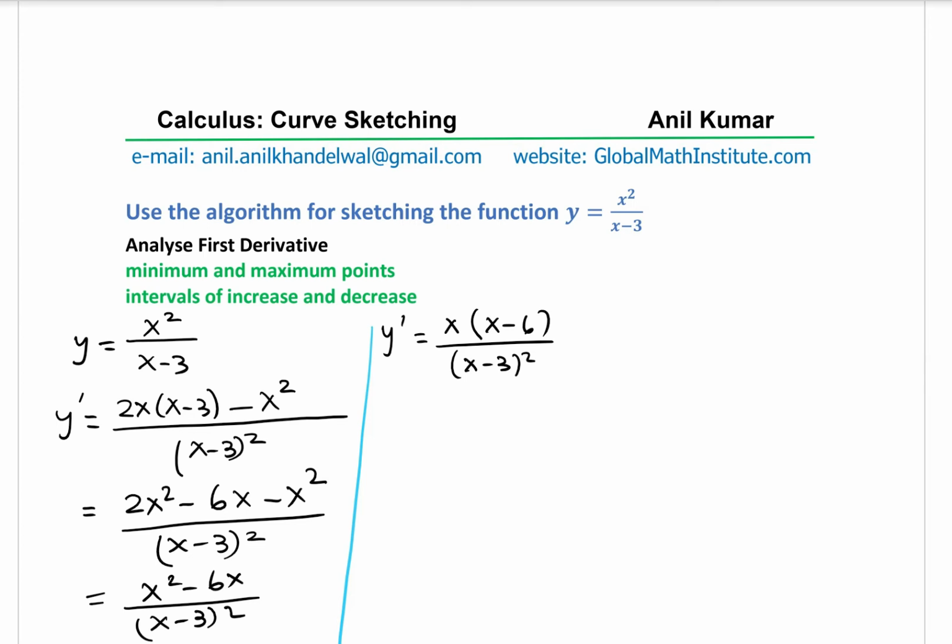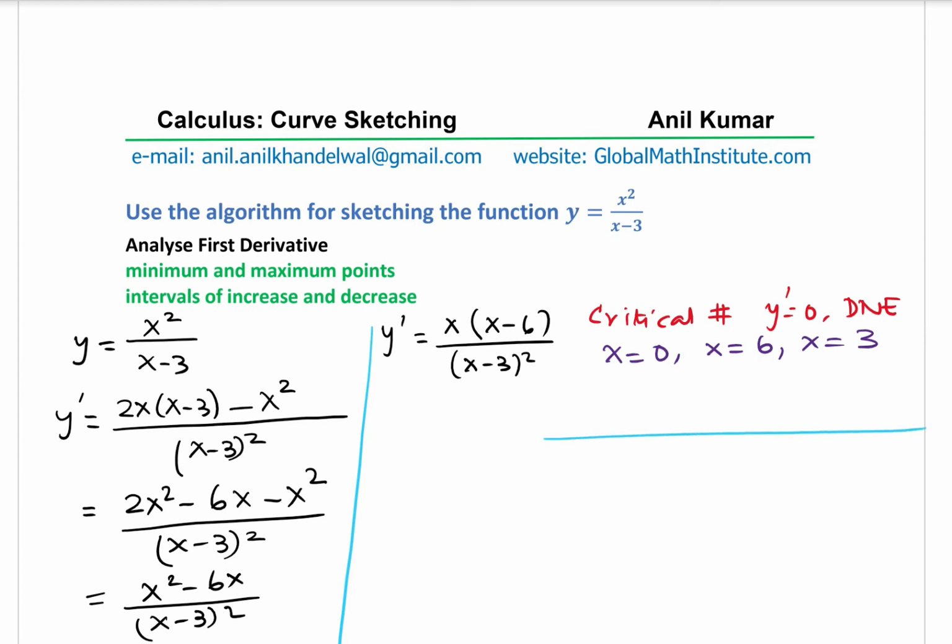Now that gives us critical numbers, right? So whenever y dash equals 0 or does not exist, we get critical numbers. In this particular case, the critical numbers are at x equals 0, x equals 6, and x equals 3, where it does not exist. So we'll analyze these points. We'll take these 3 points, and we'll divide our plane into 4 intervals. So we have 1, 2, 3, 4 intervals.